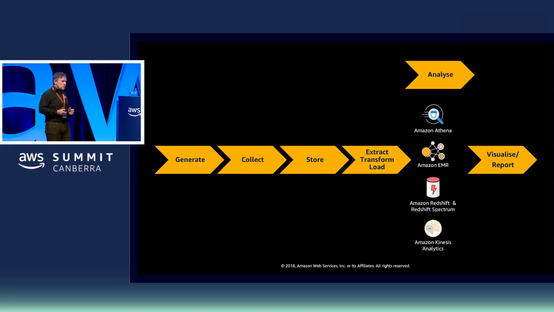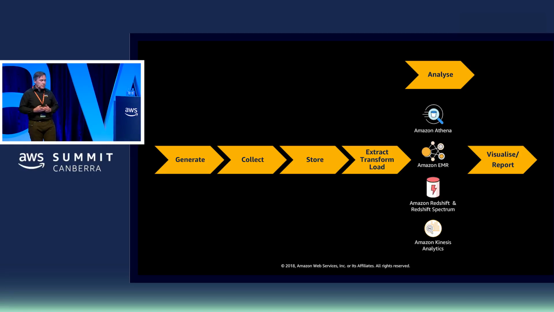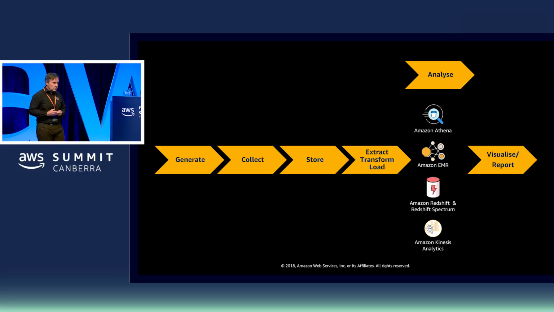Now, the services you might see in the analyze layer are things like Amazon Athena, which acts as a query engine against data. You might see Amazon EMR. A lot of my customers are running things like Spark clusters on top of EMR to run things like R functions across large data sets using data frames. Some customers might be running Redshift and Redshift Spectrum as well, and some might be running Kinesis Analytics when they're dealing with real-time data.